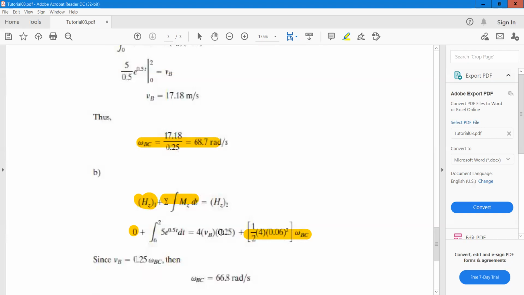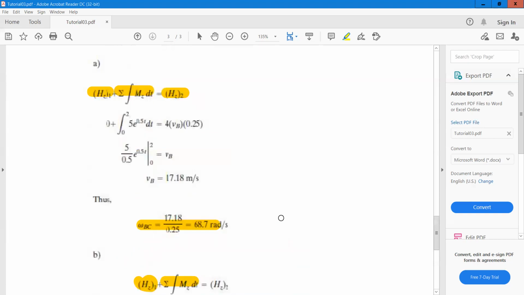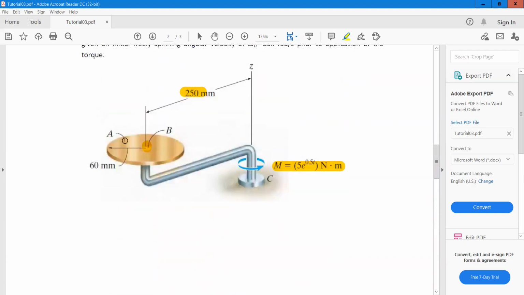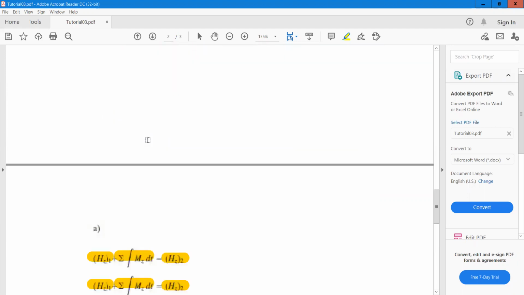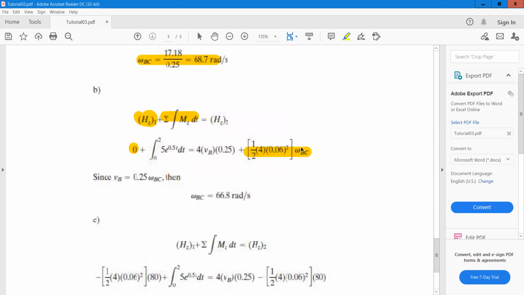In addition to 4 times VB times 0.25, we have I omega, where I is the mass moment of inertia for the disk about its mass center, equal to half times m times r squared, because this time the disk has an angular velocity. When it's rotating, we cannot consider it as a particle. This is a rigid body, and it has an angular momentum due to its mass moment of inertia. Okay, so this time we have this term.